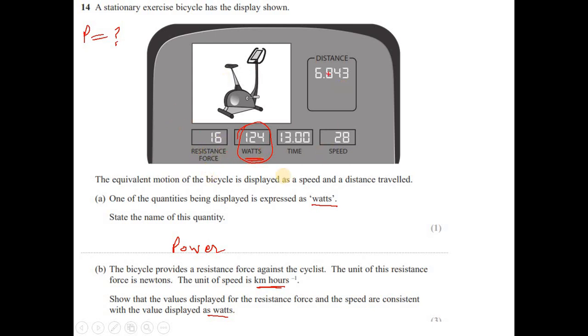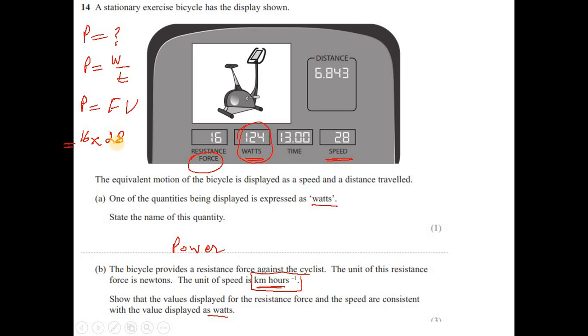Because on the display we are given force and speed, we know the formula for power is work done per unit time, but in this case this formula is not suitable. Instead we are going to use power as force multiplied by V. F into V is another formula for power. So the resistance force is 16, so power equals 16 times V, and V is the speed, which is 28. But remember, this is not 28 meters per second, because they are saying that the speed is in kilometers per hour.